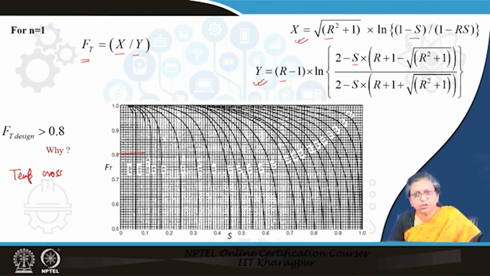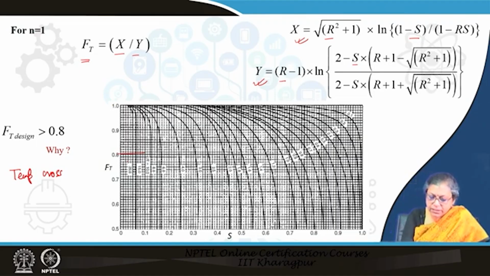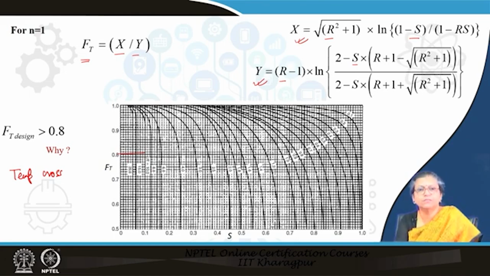We would always opt for much higher Ft values, particularly when we are going for very large R values or very small R values. Under these particular conditions, we need to go for a much higher Ft, and would always prefer an Ft near about 0.92 to 0.96 for doing our design.